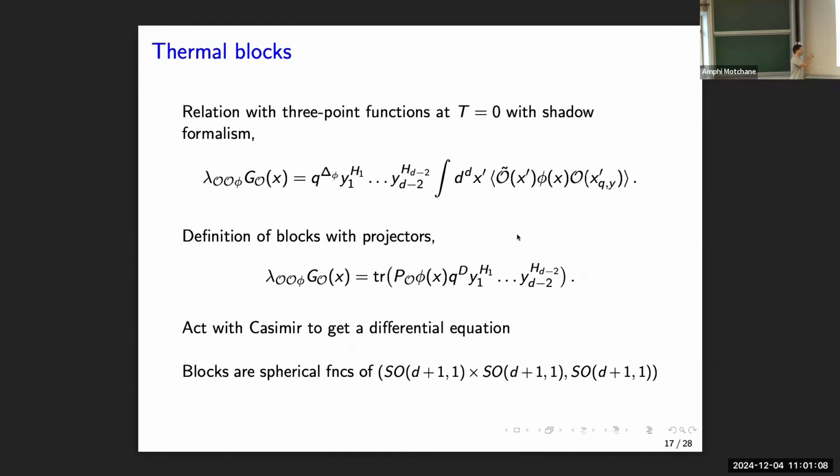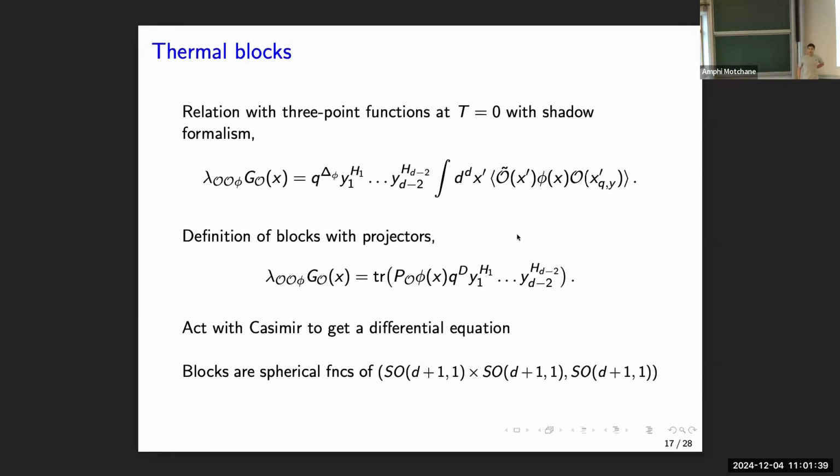This is our case. Sometimes when you talk about thermal conformal field theories, you mean something else. What people usually mean is the infinite temperature limit, and then you have something different, which is not what I'm talking about. In that case you have some breaking of translations, but you recover something else. Ward identities are also different, so it's a different framework with respect to this one.